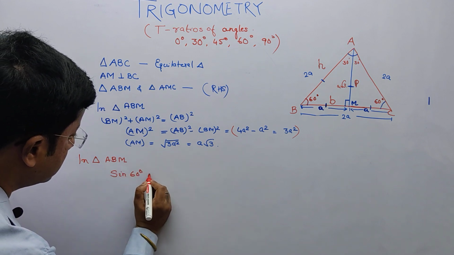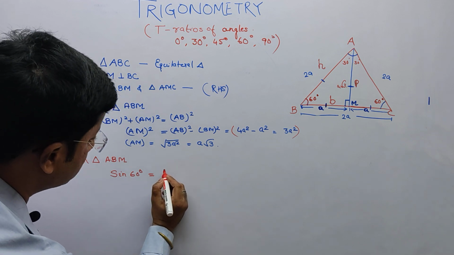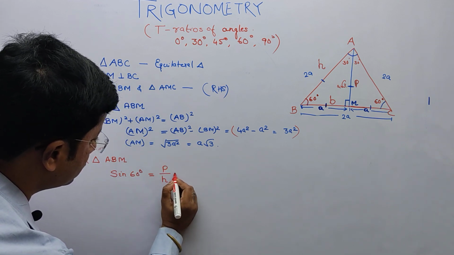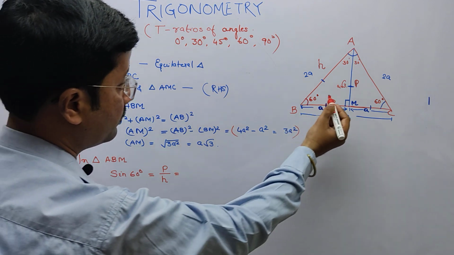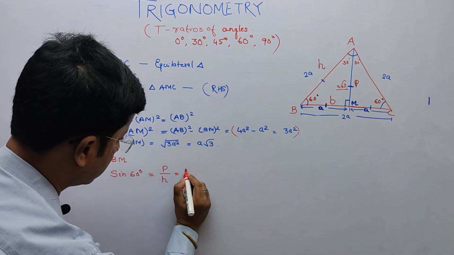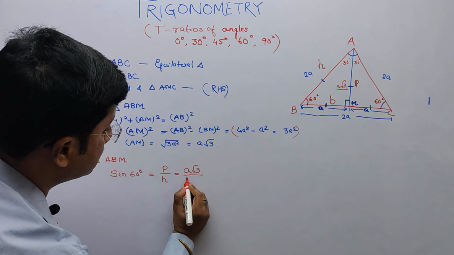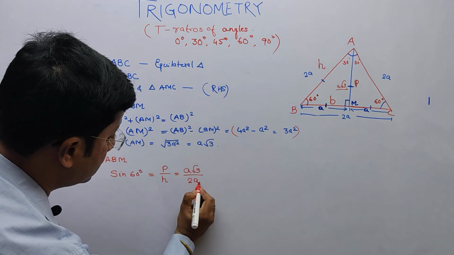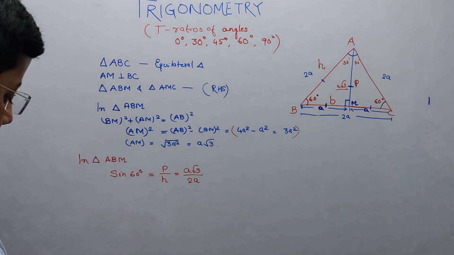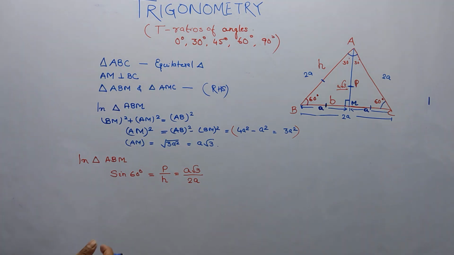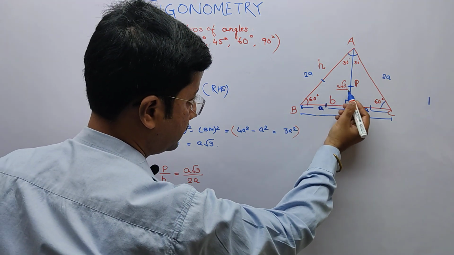Sine 60 degree equals what? Sine is perpendicular by hypotenuse. Perpendicular is how much we have calculated here, a root 3. A root 3 upon hypotenuse is 2a, right. Now there is no need to explain why we are taking this as perpendicular.